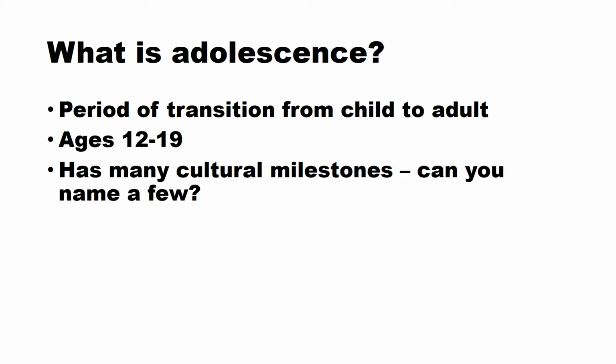So, what is adolescence? This is a period of transition from child to adult. Now, keep in mind, this is not to be confused with puberty, which is more of a physical change. Adolescence is a period of time versus puberty is more of the actual changing in transition. Typically, adolescence is between 12 to 19, but can also be 11 to 19, depending on how you look at it. But oftentimes, it's 12 to 19 and has many cultural milestones such as driving, turning 18, getting to vote. A lot of big celebrations in terms of birthdays are celebrated during adolescence.